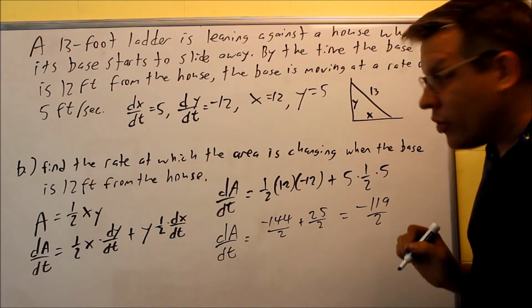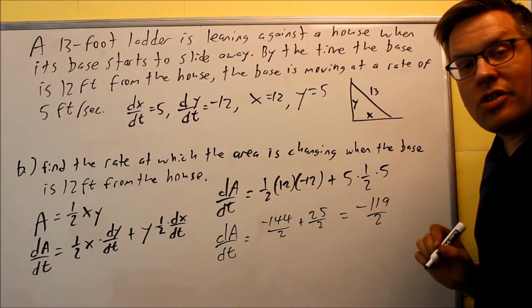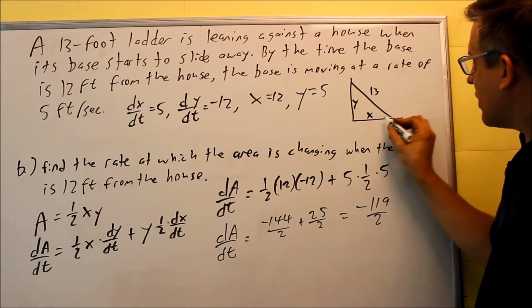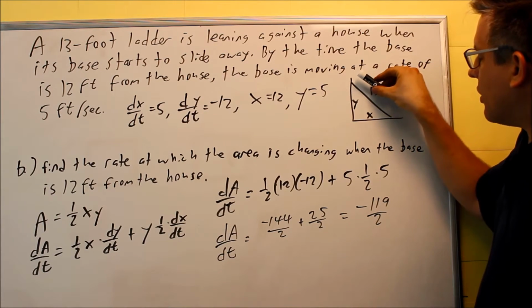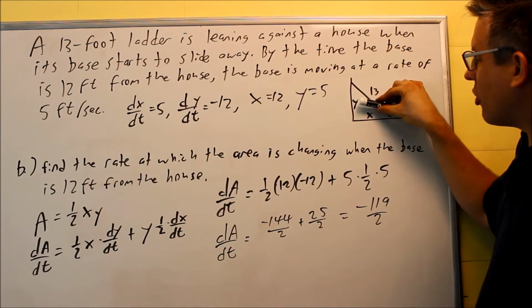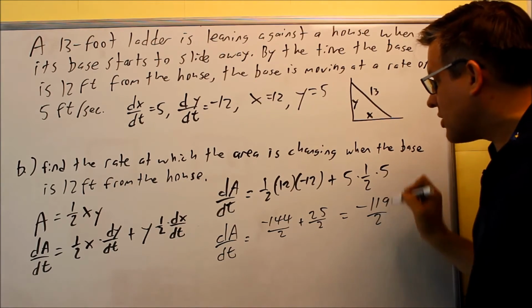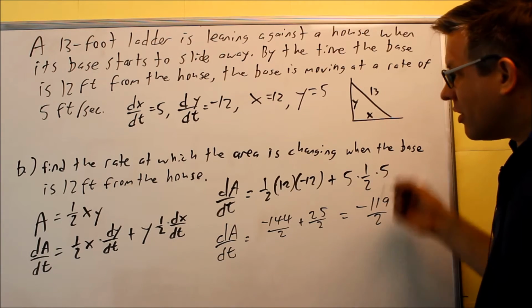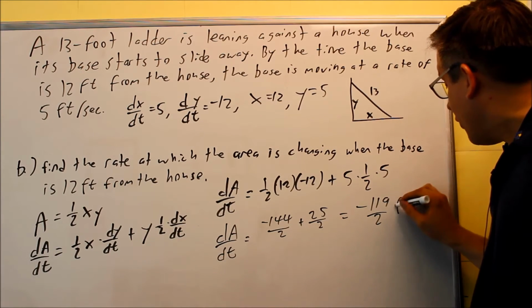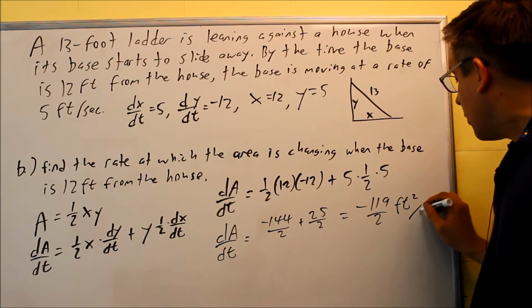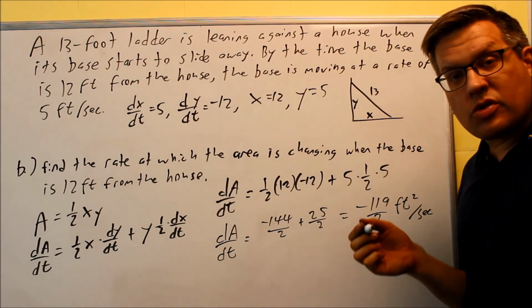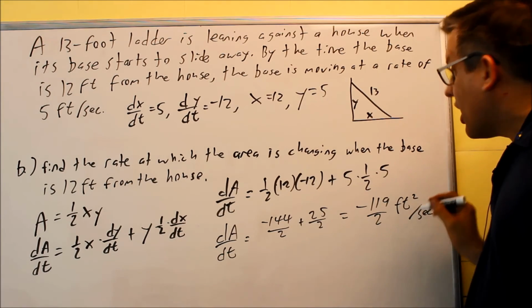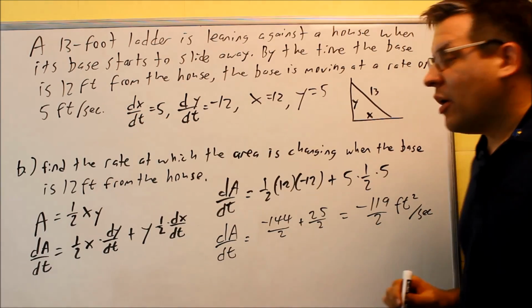It's negative, which means that the area is decreasing. That makes sense because as this swings out this way, this height's getting smaller and smaller and smaller. It's a smaller triangle, so it does make sense that at that instant my area should be decreasing. The units on it, what would it be? It would be feet squared per second. Area is always in terms of square feet, and then we have seconds as the same unit of measurement that was originally given.